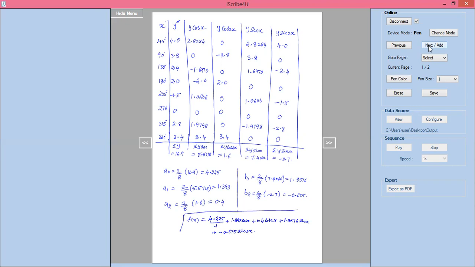You can simplify f of x, 4.225 divided by 2, and write it like that. This is the required solution of the given equation. Up to second harmonic means we have to simplify the problems like this. Right, one more problem we will see, the same type.